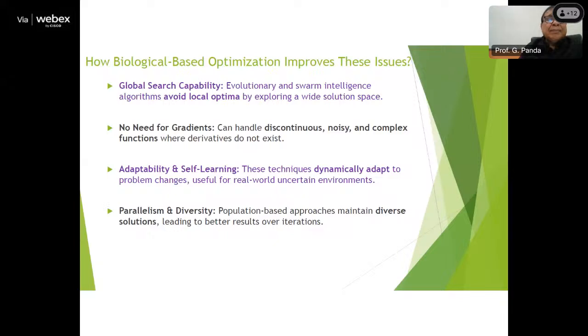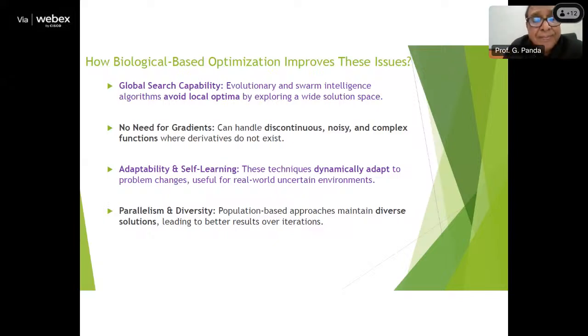And another important feature of the biological based optimization technique is adaptability, adaptation. It can adjust, and it is self-learning and tuning. Very interesting. These techniques dynamically update, adapt to the changes. And therefore, it is very helpful for real world uncertain environment. Very powerful sentences.